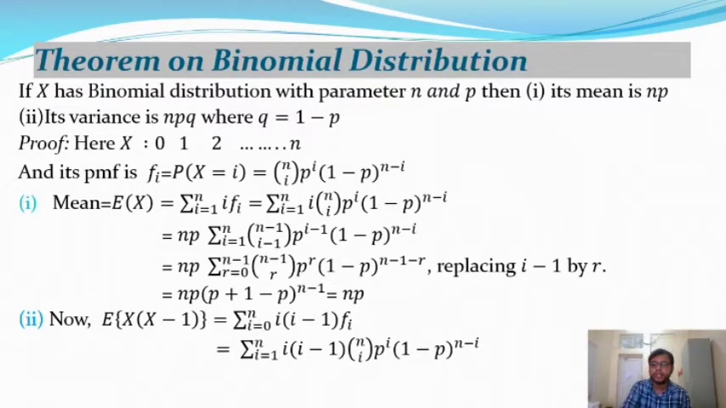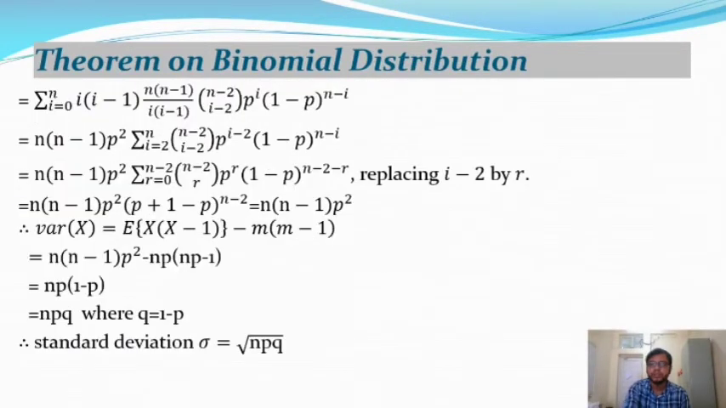After cancelling the term i into (i minus 1), from the summation it will give the summation over i equals 2 to n of n into (n minus 1) divided by (i minus 2) factorial, into (n minus 2) choose (i minus 2), into p to the power i into (1 minus p) to the power n minus i. Now cancel the term i into (i minus 1) from numerator and denominator, and it will give n into (n minus 1) into p squared, summation over i equals 2 to n of (n minus 2)C(i minus 2) p to the power i minus 2 into (1 minus p) to the power n minus i.